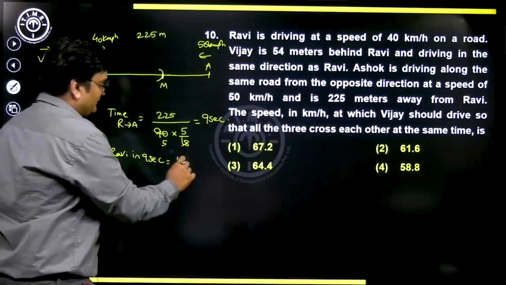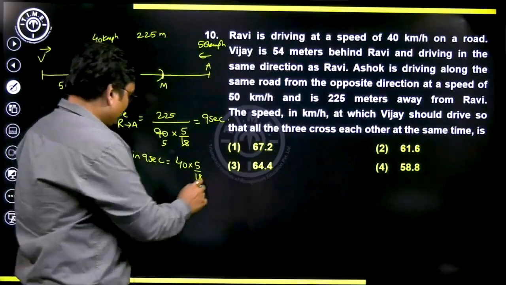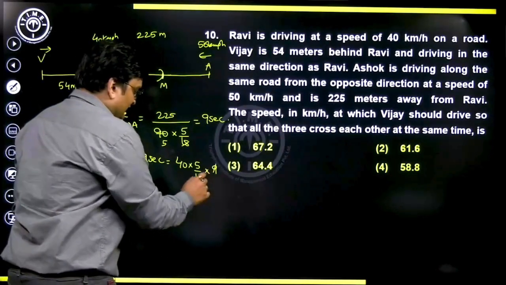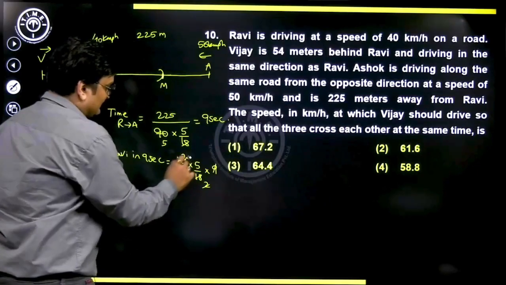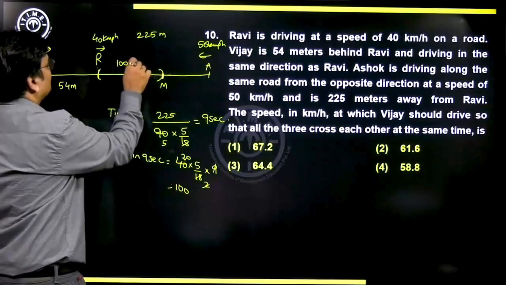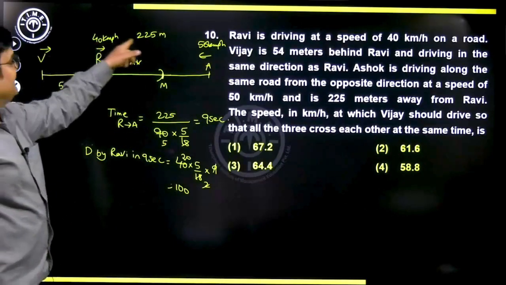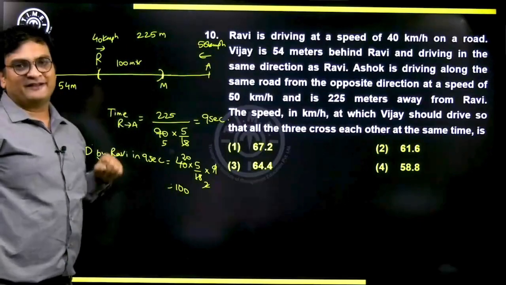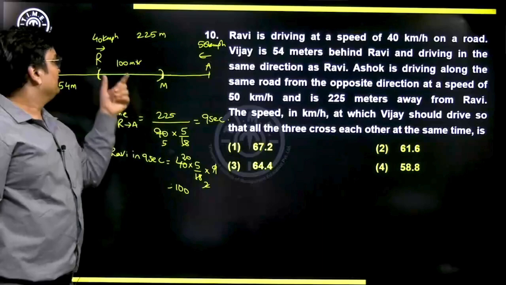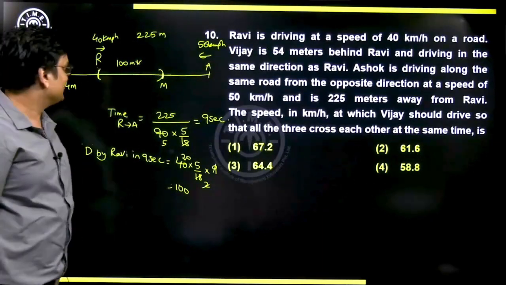It will be 40 kmph, which in meters per second is 5 by 18 meters per second into 9 seconds. So when you simplify, 9 twos are 18, 20 fives are 100 meters. So this is going to be 100 meters. Or another way of looking at it could be, the speeds of R and A are in the ratio 4:5. The distance is 225. That should also be covered in the same ratio 4:5. So Ravi covers 4 parts out of 9 parts in 225. We can also get it like that.